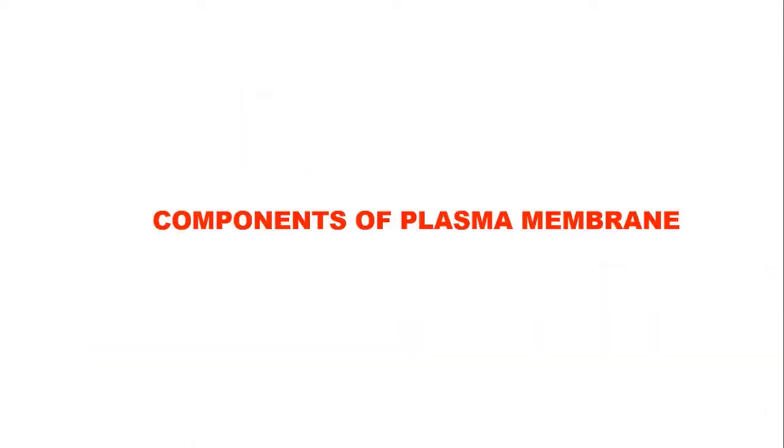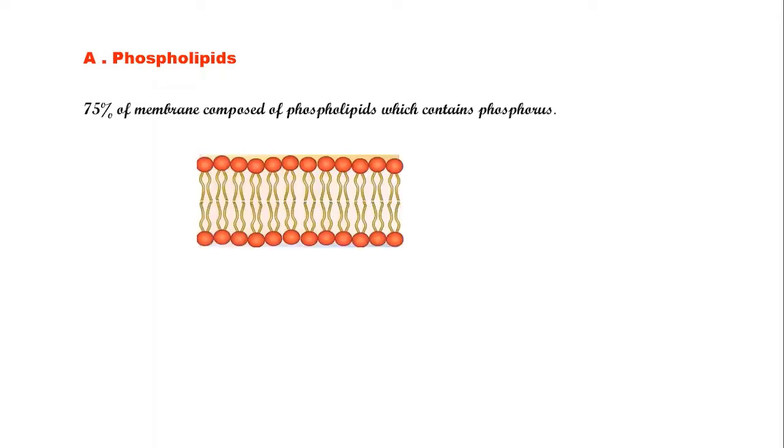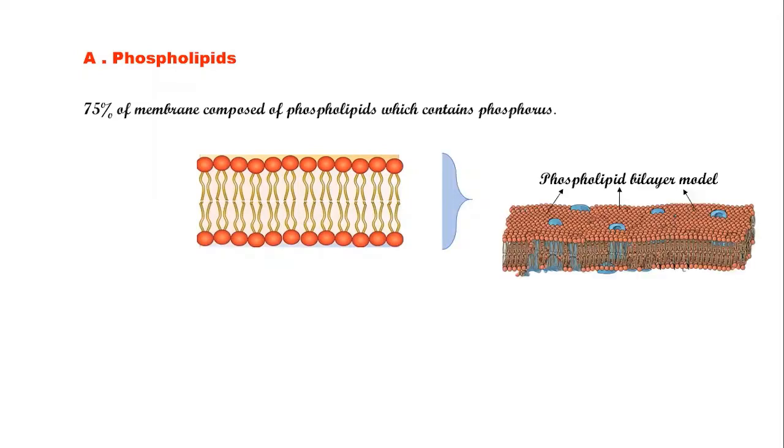Next, we will see the components of plasma membrane. The first component that we can see majorly is called phospholipids. 75% of the membrane is composed of phospholipids, which contain phosphorus. They are arranged in two parallel layers forming a phospholipid bilayer. So this model is known as the phospholipid bilayer model. Phospholipids are amphipathic in nature. Each molecule consists of both polar and non-polar regions.